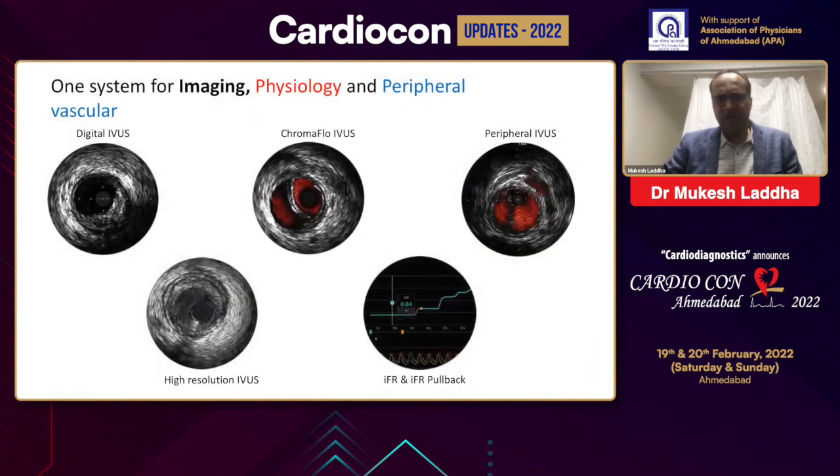Now, different kinds of IVUS modality are available to analyze proper physiology and the vascular structure of the coronary and other peripheral structures. This is the digital IVUS, where we do normal coronary intervention, and this is the chromoflow IVUS, where we can easily identify malapposition, or how well the stent is apposed to the vessel wall, because it can detect the blood flow going only through the lumen. If it is going between the vessel wall and the stent, then we can see that stent apposition is not proper.